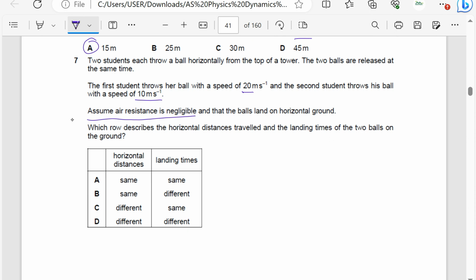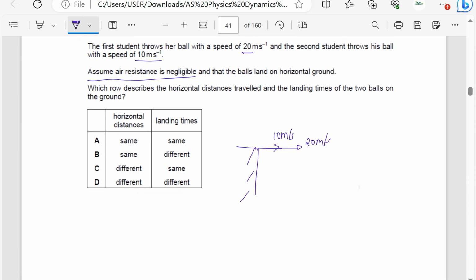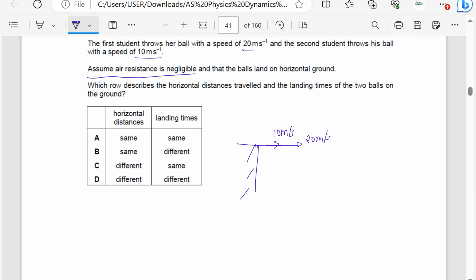Okay, both balls are projected horizontally. The two students each throw a ball horizontally from the top of a tower. So I will sketch something here. Let this be the top of the tower. One ball is 20 meters per second, and the other ball is 10 meters per second. Which row describes the horizontal distance traveled and the landing times of the two balls on the ground?